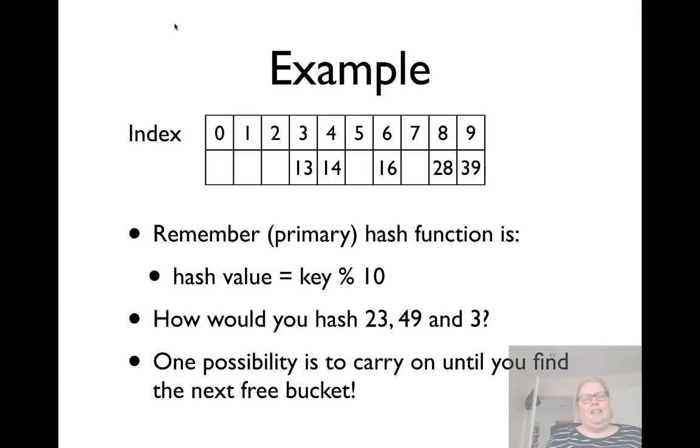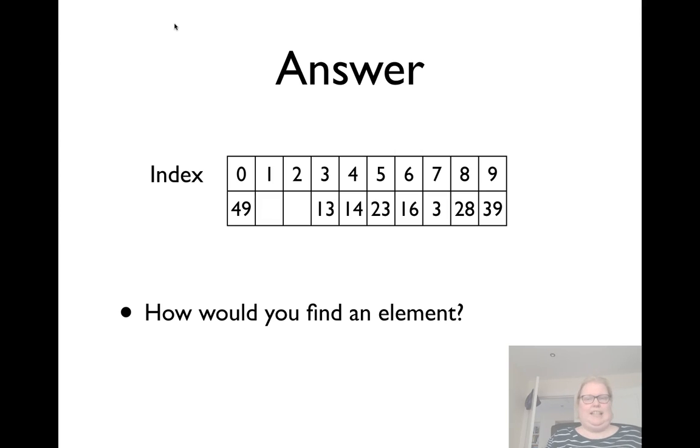Okay, so back to our example. We've got our directly addressed hash table. Unfortunately, it can no longer be directly addressed. We've got 3 more bits of data we want to add. We want to add 23, 49 and 3. And all of those, if we do our primary hash function on them, which is the key modulus 10, go to indexes that are already used. One possibility is that our secondary hash function could be just to carry on until you find the next free bucket or the next free location within our array. If we did that here, we'd end up with this.